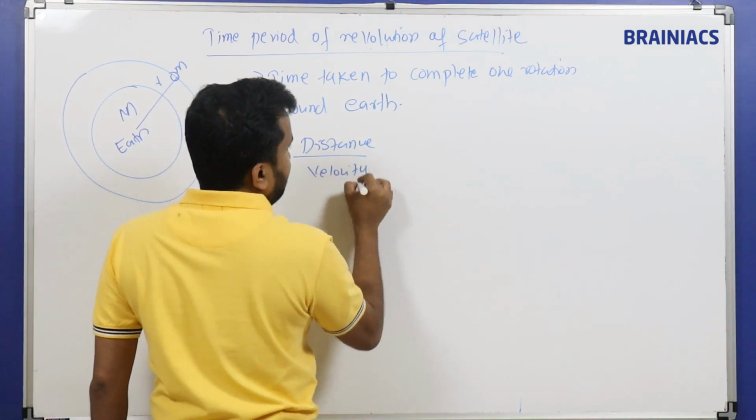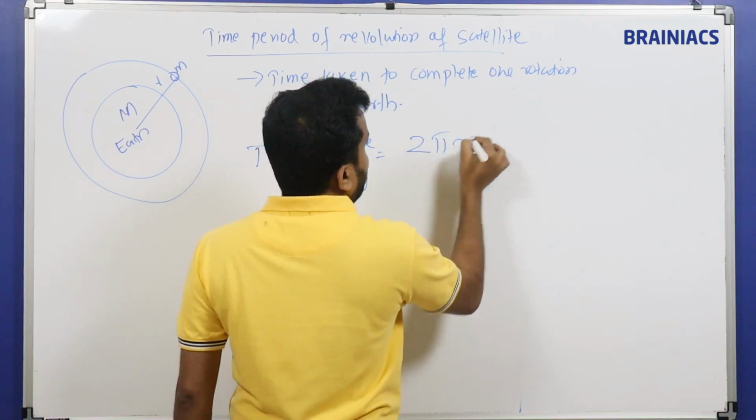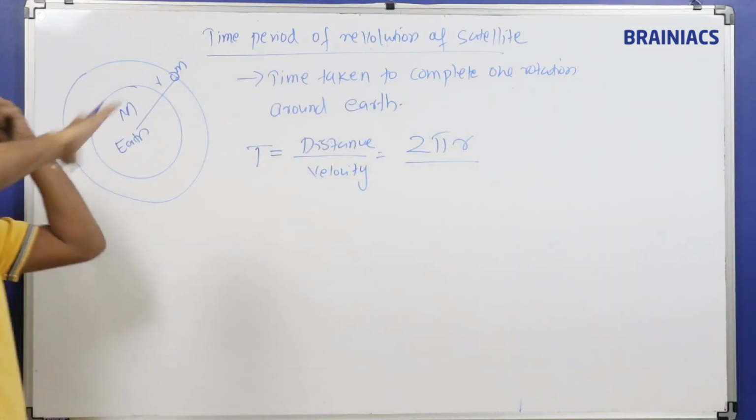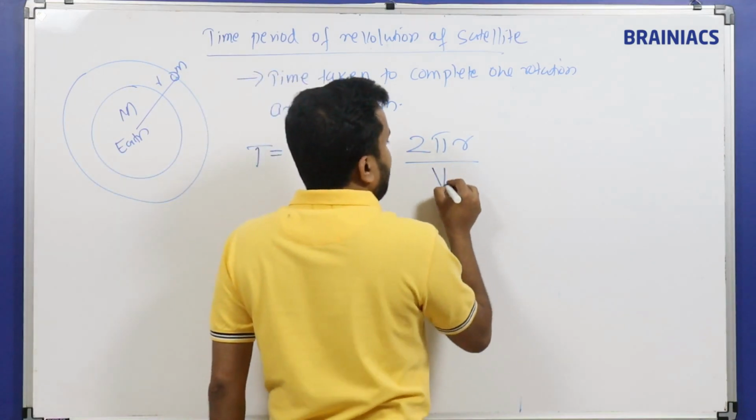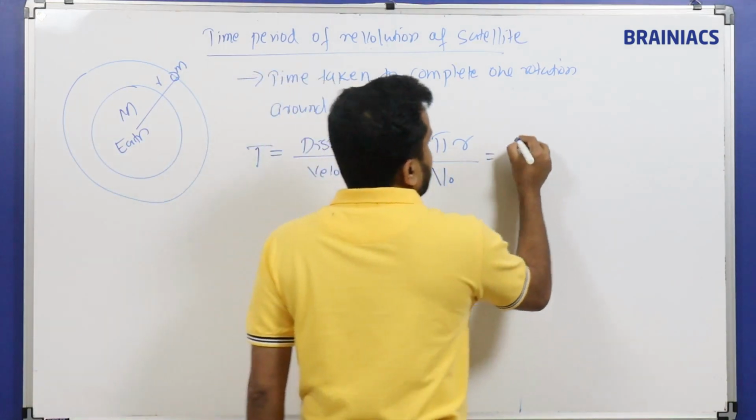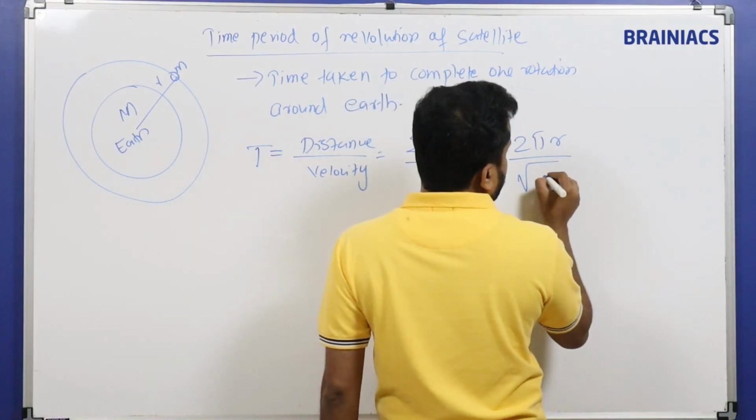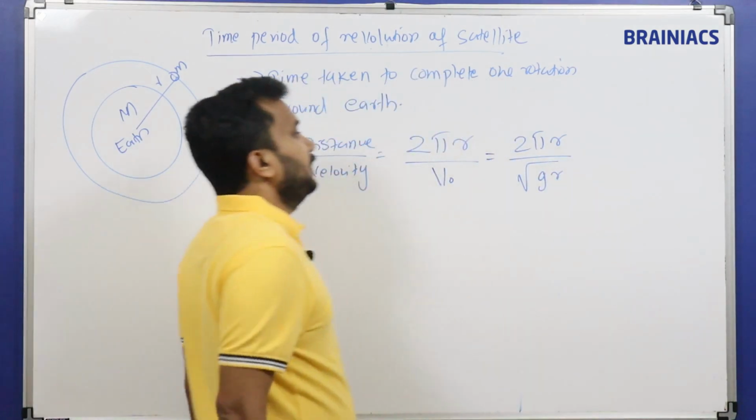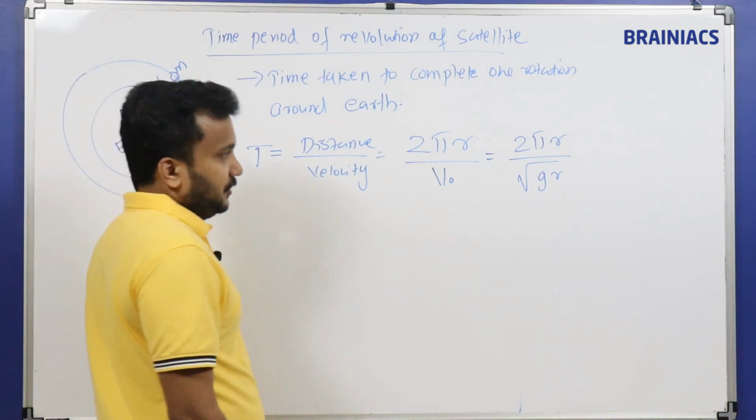What is the distance for a circle at a distance of r meter away? It is 2 pi r, the perimeter. That is the distance traveled, divided by what velocity will be here? Orbital velocity. So 2 pi r into root of gr. Okay, this is called the orbital velocity.